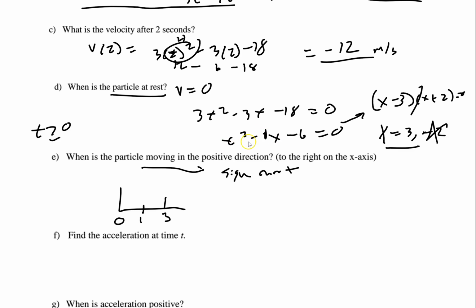I'm going to get 1 squared minus 1 minus 6. That's going to be a negative. Plug in a 4: I get 16 minus 4 minus 6. Close, but no cigar. That's a positive. So the particle is moving in the positive direction from 3 to infinity.